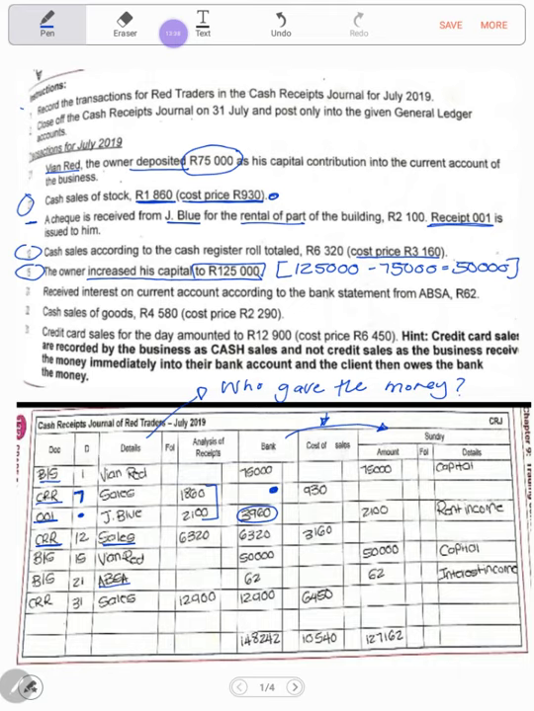So what do we do? We will then tally up our columns. 75,000 plus 3,960 plus 3,200 plus 50,000 plus 62,000 plus 12,900 will equal 148,242. I'll move on to the next column. 980 plus 3,160 plus 6,450 plus 10,540.